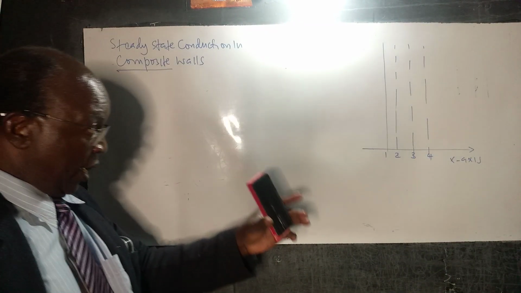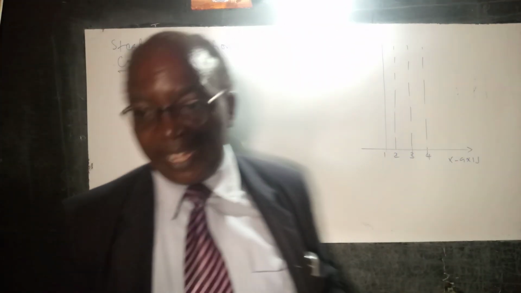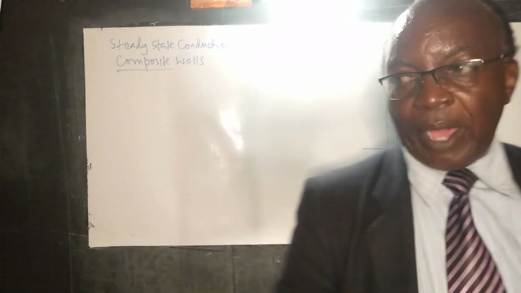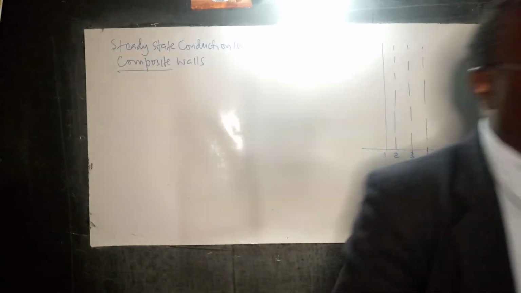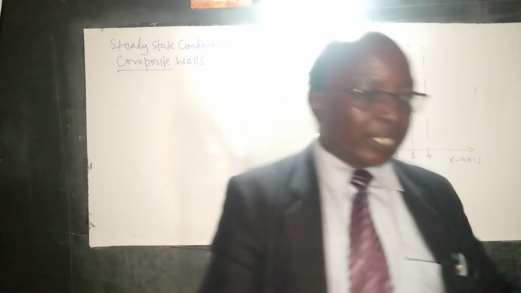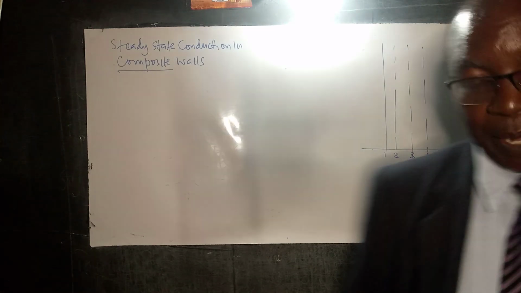Now, these walls are made of different materials, but we are assuming, for simplicity, that while the materials are different, each material is isotropic. In other words, their properties are uniform. The temperature profile in that particular material is constant throughout, and the rate of heat transfer in all directions in that material will be constant. So the materials are each isotropic, but they're different materials.